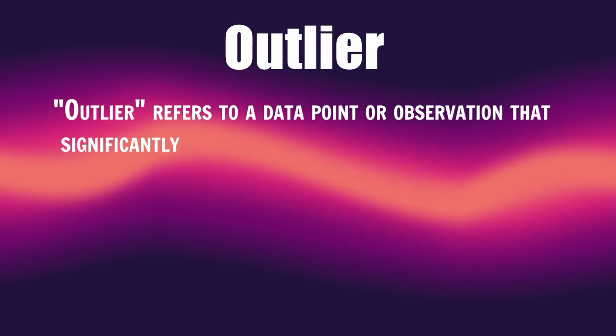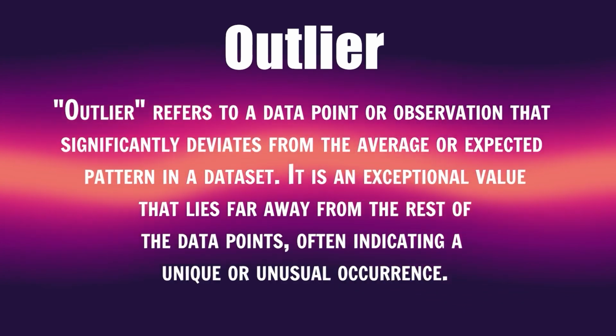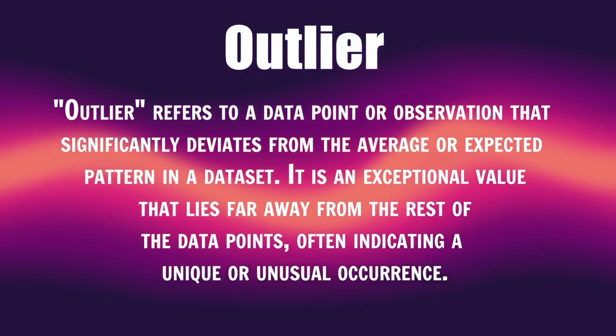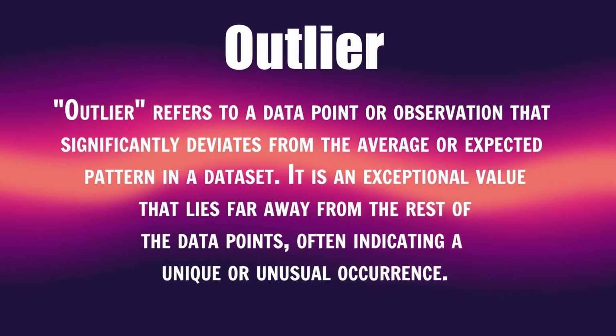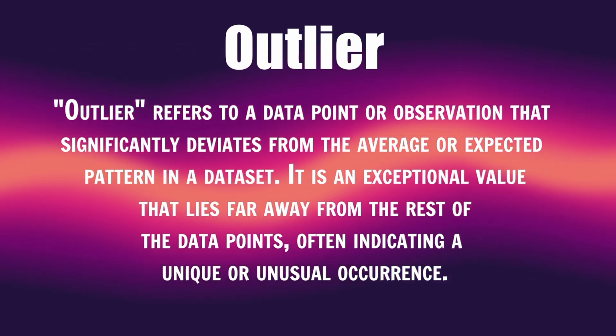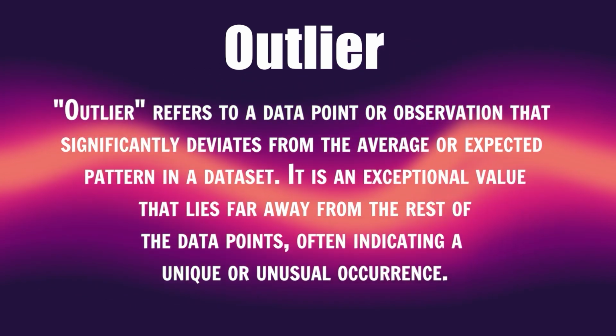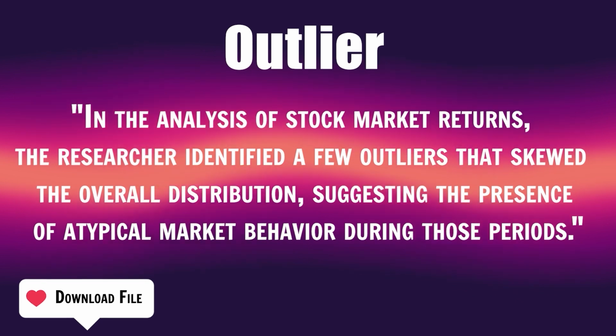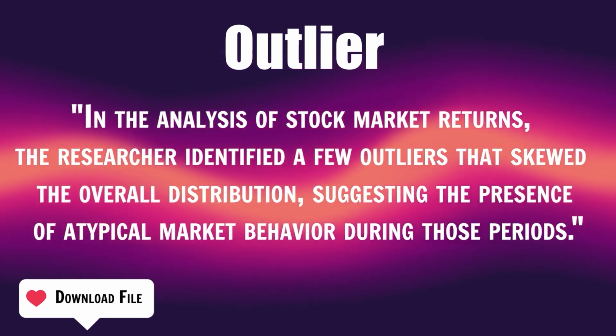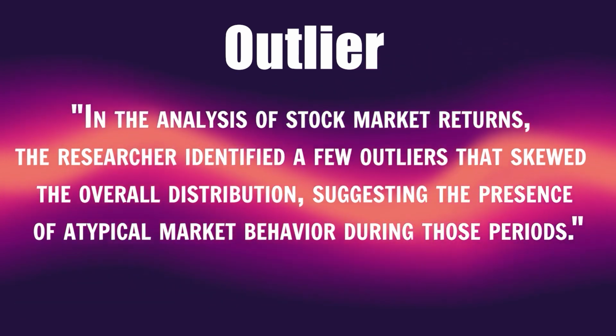Outlier. Outlier refers to a data point or observation that significantly deviates from the average or expected pattern in a dataset. It is an exceptional value that lies far away from the rest of the data points, often indicating a unique or unusual occurrence. Example sentence. In the analysis of stock market returns, the researcher identified a few outliers that skewed the overall distribution, suggesting the presence of atypical market behavior during those periods.